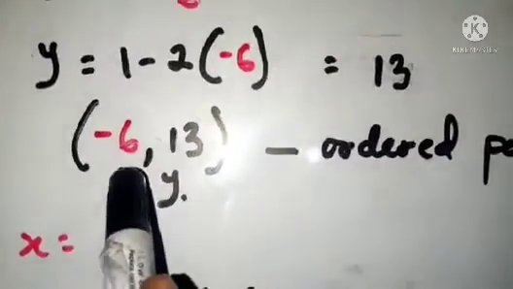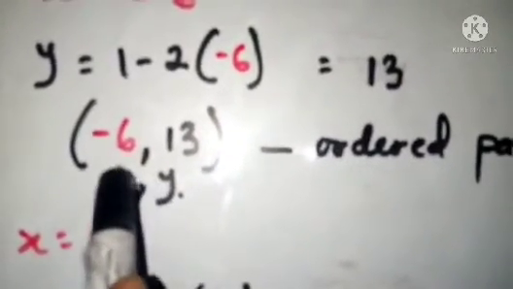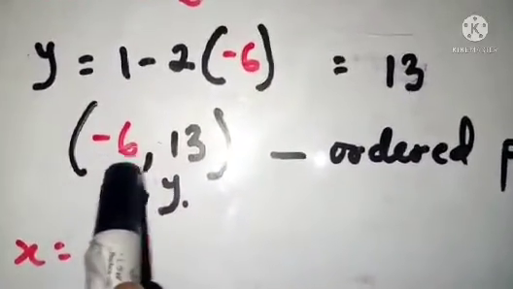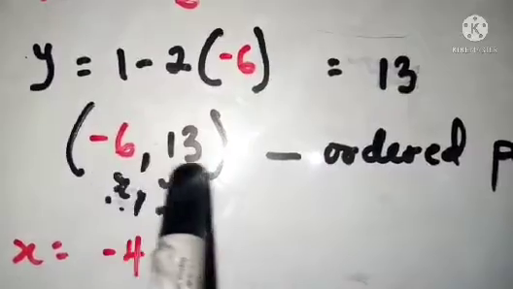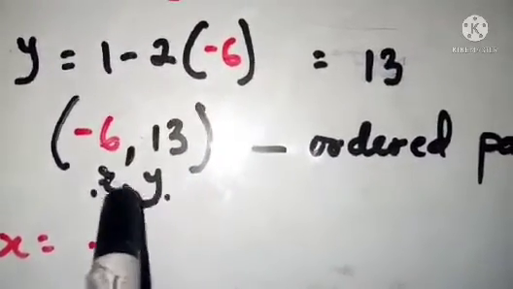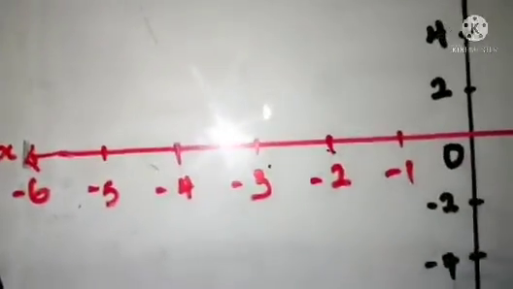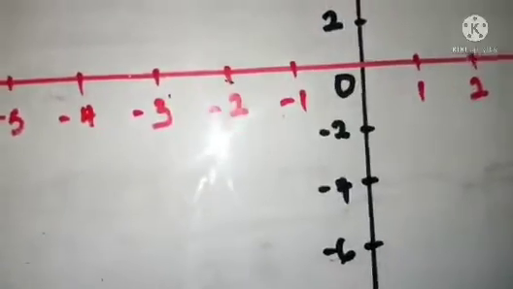So that's just a simple English analogy that says that the x is 6 and then the y is what? 13. So you are 6 and then your partner is 13. So how do you plot this? We are going to plot this on the graph. So let's just look at that. You are going to locate minus 6 first, right?